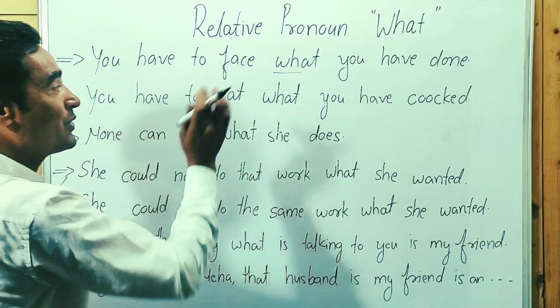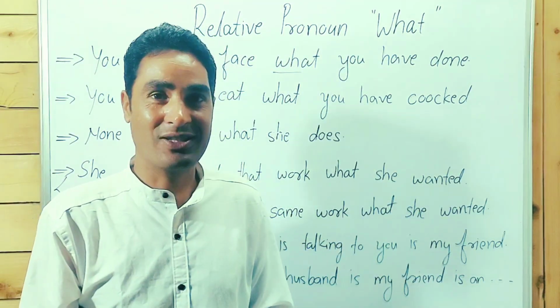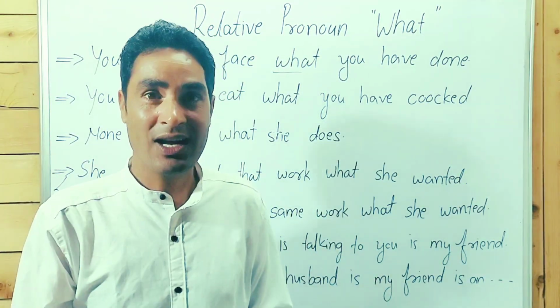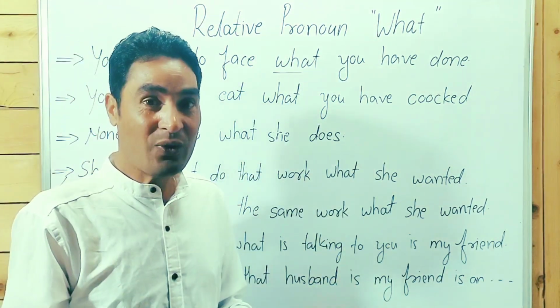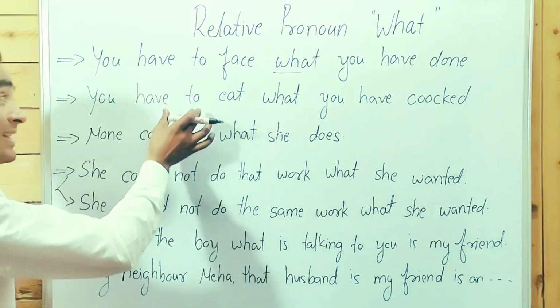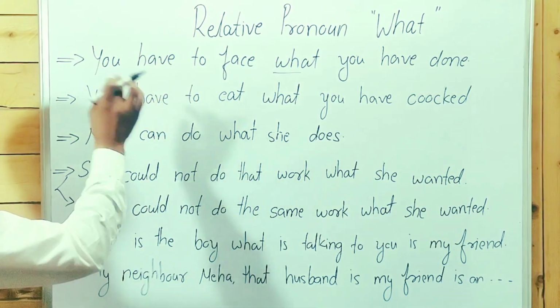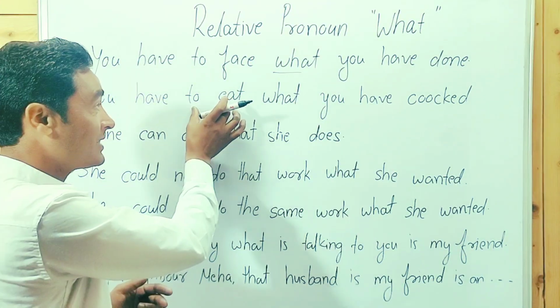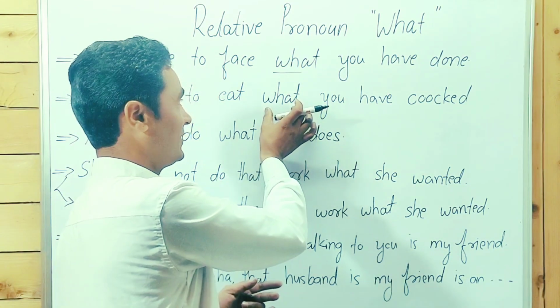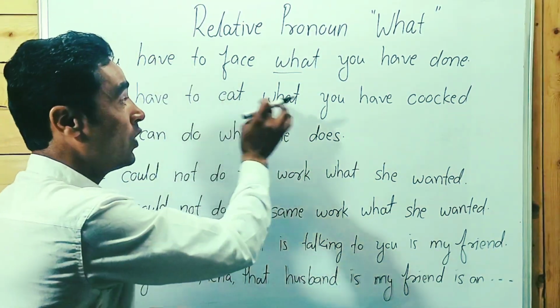You have to eat what you have cooked. Whatever you cooked, you have to eat. We don't know what you have cooked. So if the name of that food item has been mentioned in this sentence, in this case we use which. You have to eat the rice which you have cooked.